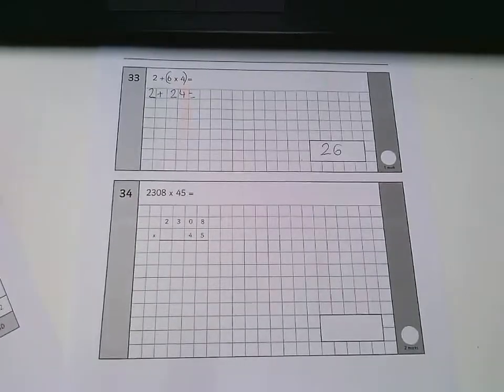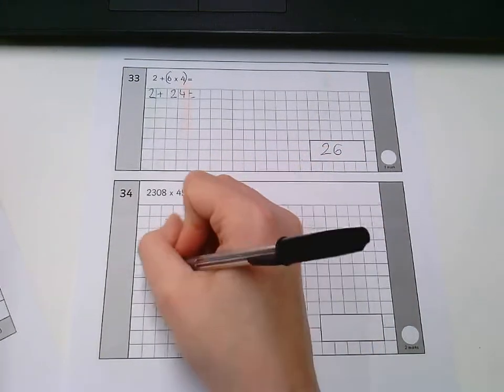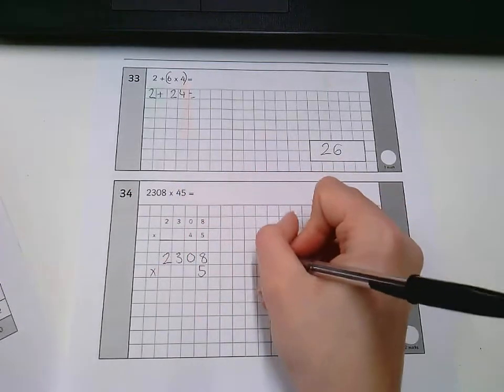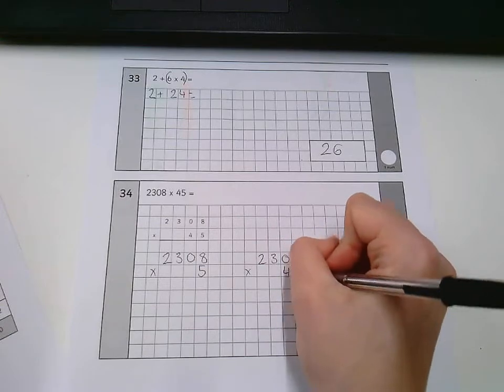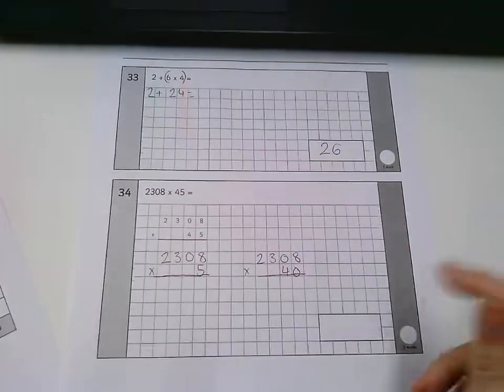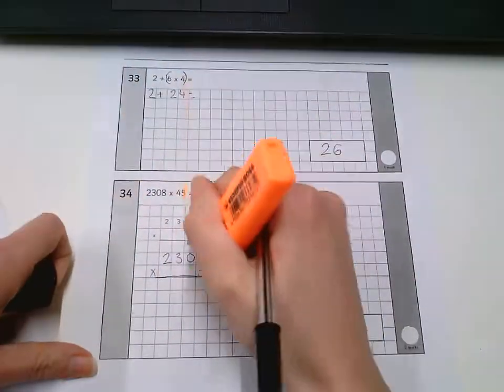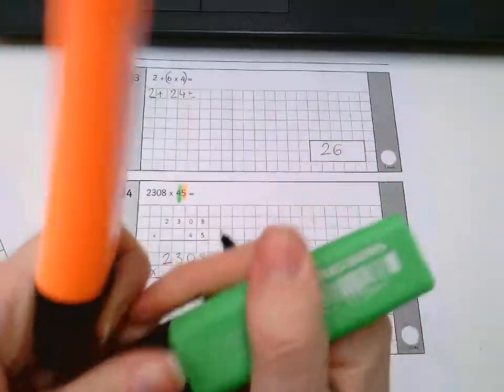Right, okay. This one down here then, again, this is another 2-mark question. So the way we do these ones is we partition it up. So there's 2,308 times 5. There's 2,308 times by 40. And then at the end, we add them together. Okay, here's the 5. Here's the 40. And then we add them together.